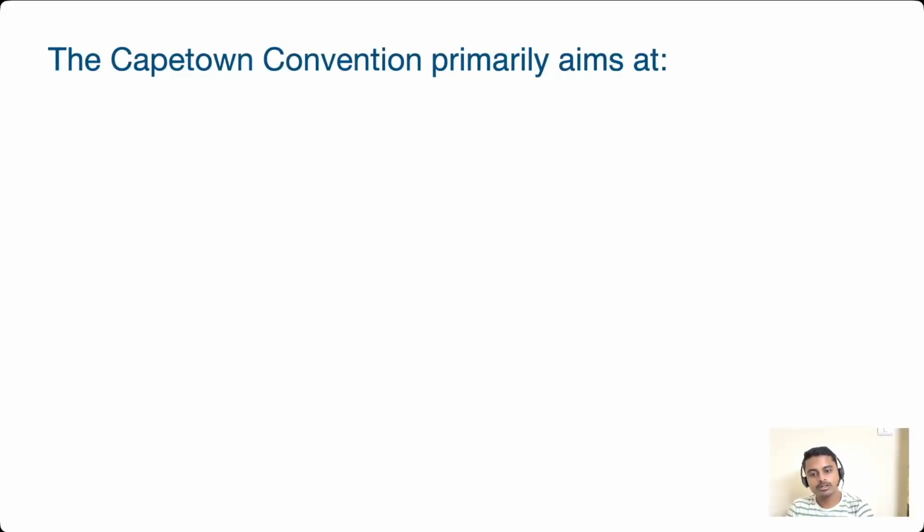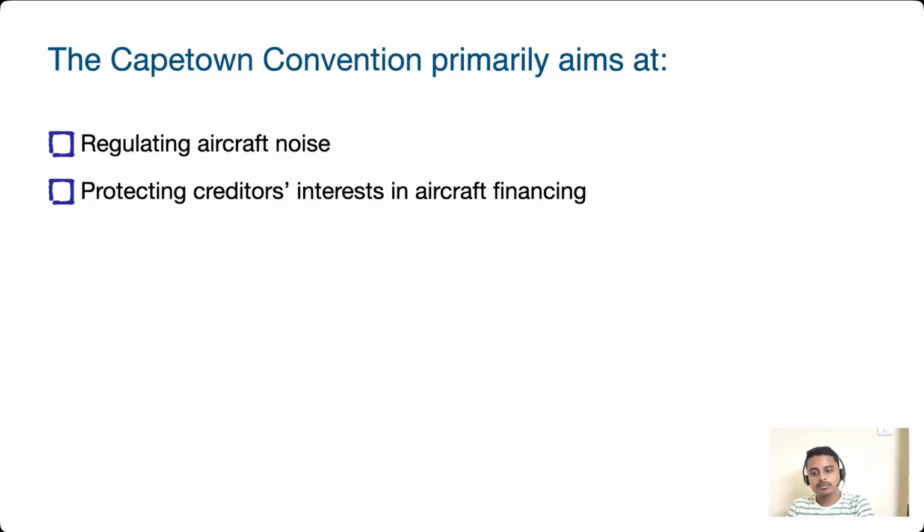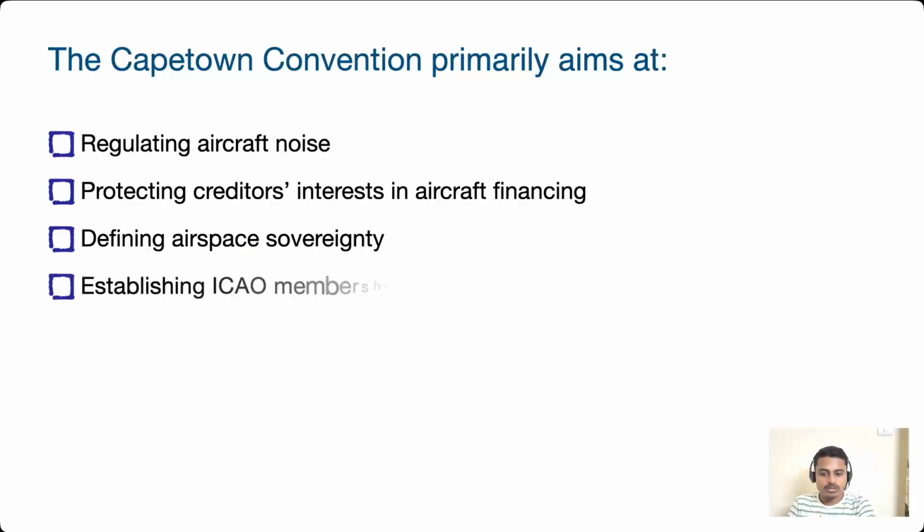The Cape Town Convention primarily aims at, is it regulating aircraft noise, protecting creditors' interest, defining airspace sovereignty, or establishing the ICAO membership rules? So, Cape Town Convention, as we saw in the previous video, helps the lenders and sellers feel safer in investing in an aircraft or an aircraft part. Basically, it gives confidence to the investors, right? The financiers or the investors. So the correct answer here is protecting the creditors' interest in aircraft financing.